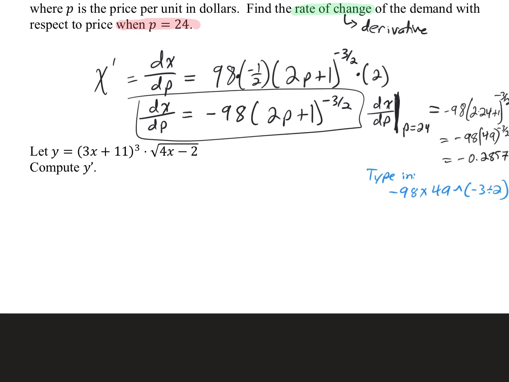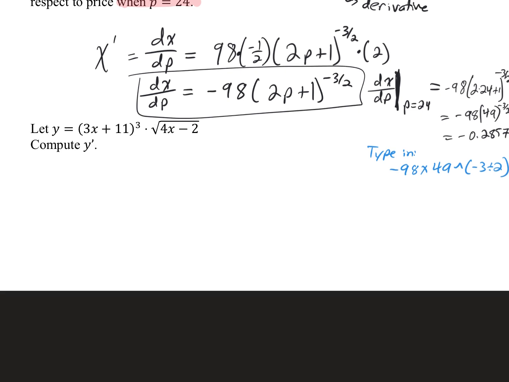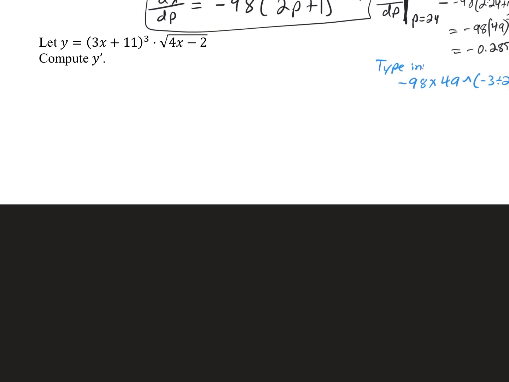All right, one more example, and then we're out of room. So, actually, let's just go up here, and if we need to, we'll go into the empty space.